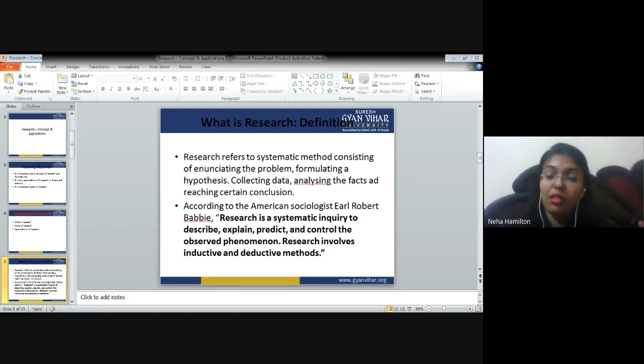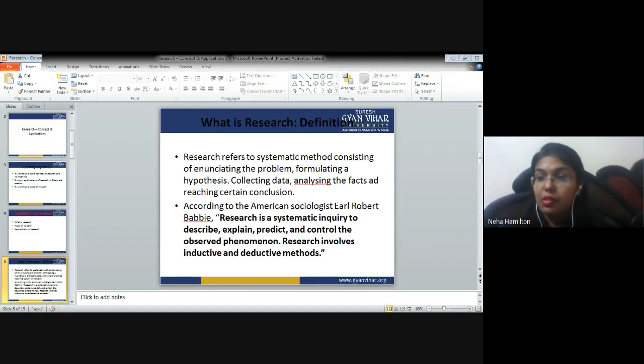So what is research? Research refers to systematic method. Systematic means it is a method which is organized, which is hierarchical, and it has certain steps involved in it. What are the steps which are involved in it? Enunciating a problem means defining a problem, understanding the problem, clarifying the problem.